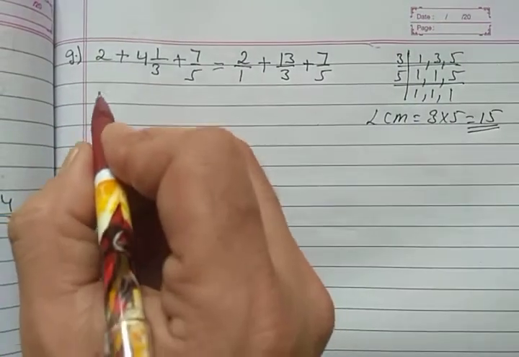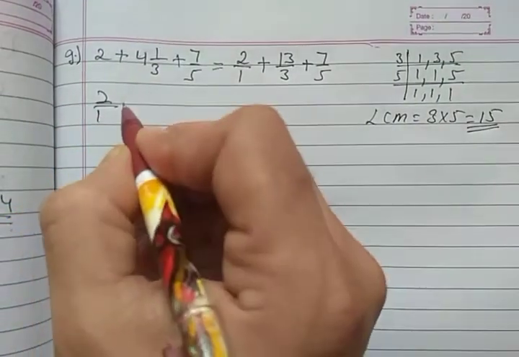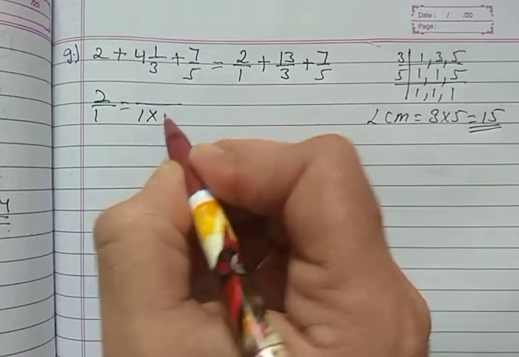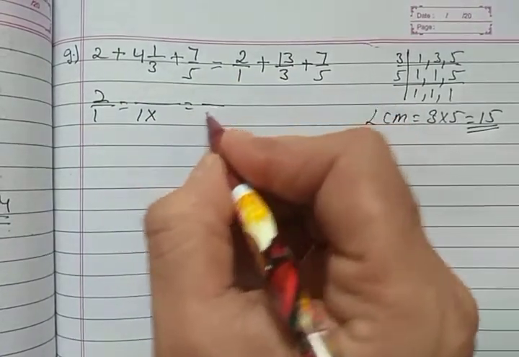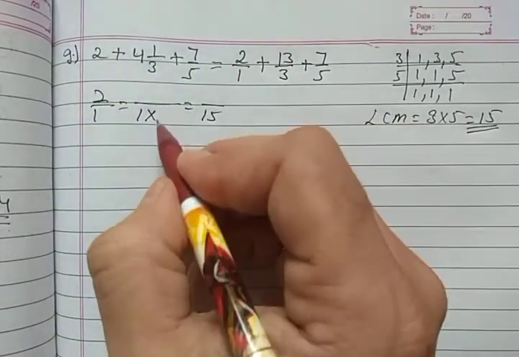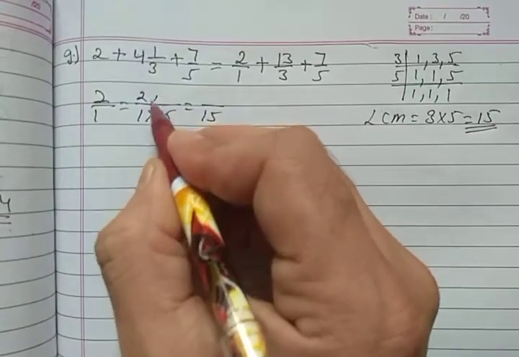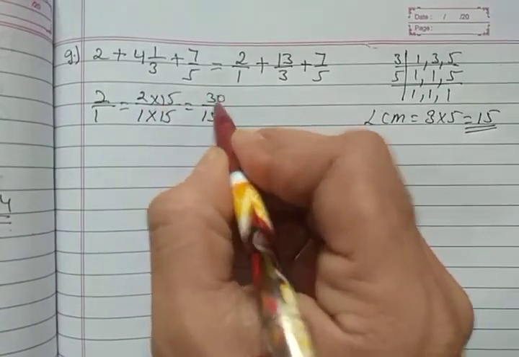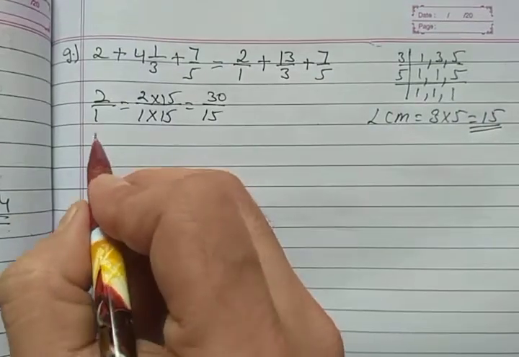How? 2 upon 1. Now multiply 1 inside the table of 1 till LCM, that is 15. 1 15s are 15, so 2 multiplied by 15. 2 15s are 30. Next is your 13 upon 3.